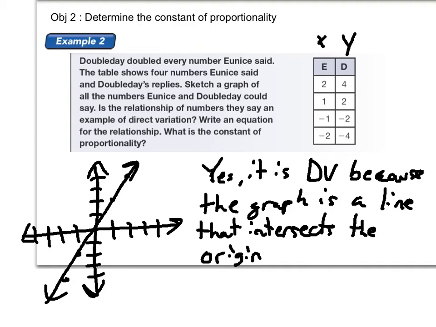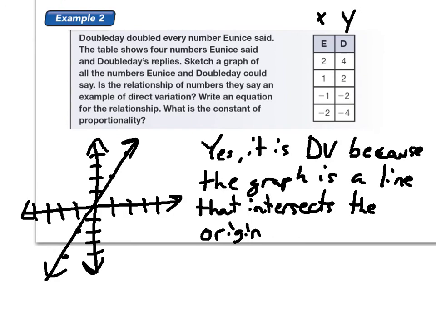Okay, so that's one thing we need to say. Then we need to write an equation for the relationship. Okay, so I want to know, how do Eunice and Doubleday's numbers go together? Well, Doubleday's number is going to equal Eunice's somehow.